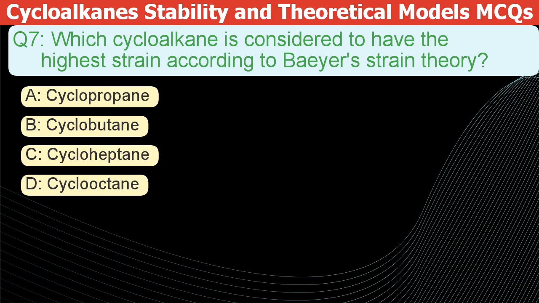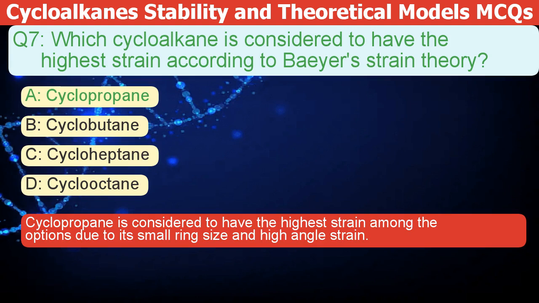Which cycloalkane has the highest strain according to Baeyer's strain theory? A. Cyclopropane. B. Cyclobutane. C. Cycloheptane. D. Cyclooctane. The correct answer is A. Cyclopropane has the highest strain. Its small ring size and high angle strain are the reasons.